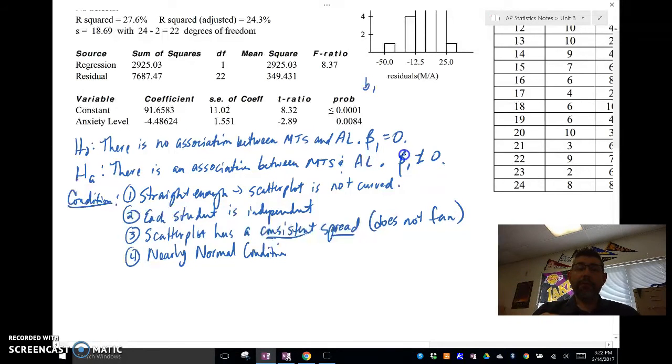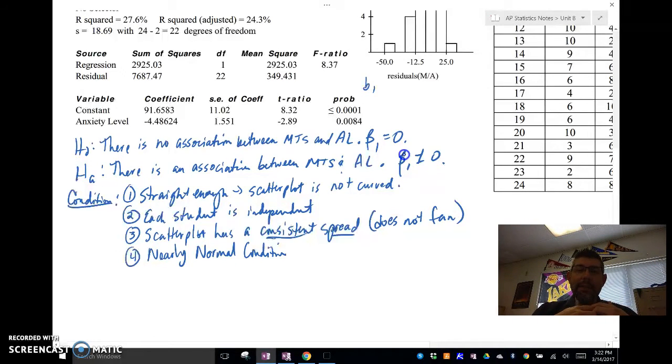Here are my conditions. The first condition is that the scatter plot has to be straight enough, meaning there's no curve in the data. I would just point that out by looking at the scatter plot. The independence assumption is that each student is independent of each other student. There's no reason to assume that test scores are not independent.